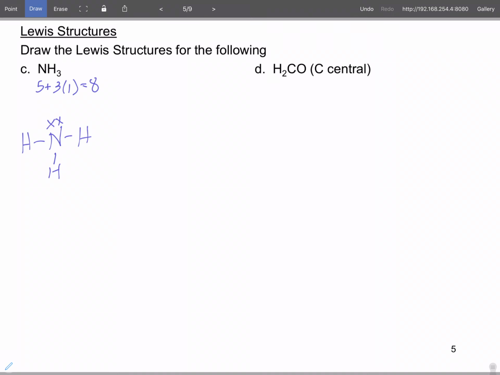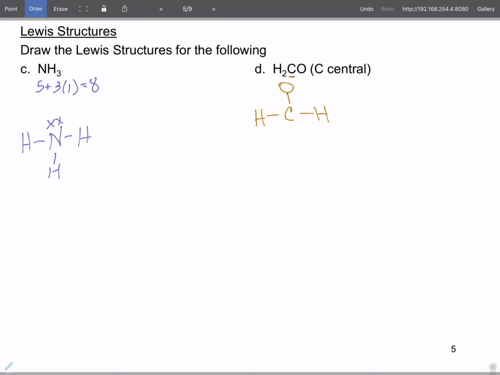Okay, that brings us to H2CO. Now, I didn't have to tell you that C was the central atom because it's the first non-hydrogen atom listed. So you should recognize that it is. However, just to keep getting you started, I wanted to help you out here. So that means we have carbon, hydrogen, hydrogen, oxygen.